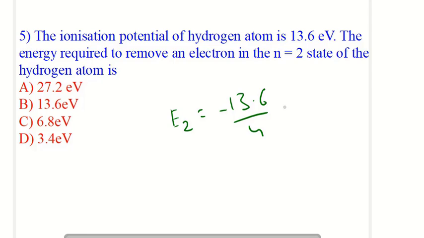2 square is 4, so this comes out to be around minus 3.4 electron volt. This much energy is possessed by the electron in the second shell. So if we supply plus 3.4, this much amount of energy is required to remove the electron from the second shell. Since the electron possesses minus 3.4 electron volt, we must supply at least 3.4 electron volt so that it becomes free. So the answer in this case is 3.4 electron volt.